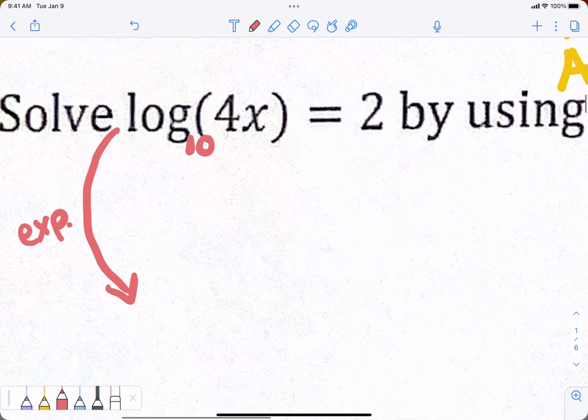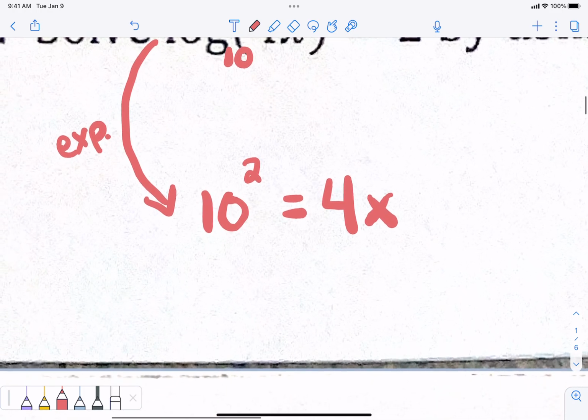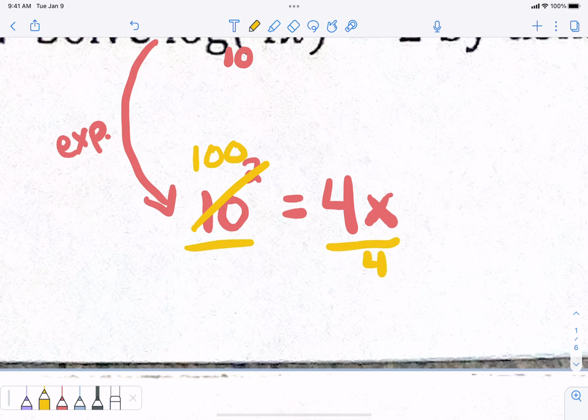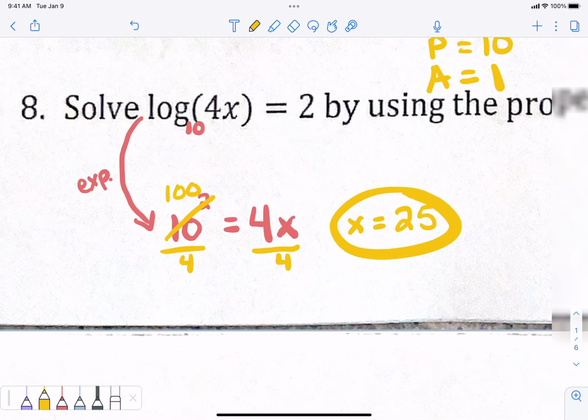To make it an exponential function, we flip it around, like we just did in one before. 10 to the second power equals 4x. 10 squared is 100, then divide by 4. What's 100 divided by 4? 25. Was that confusing? Not too bad. Just make it an exponential function and you can solve. Okay, moving on.